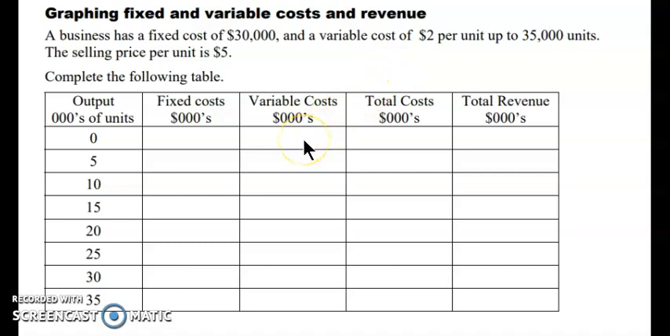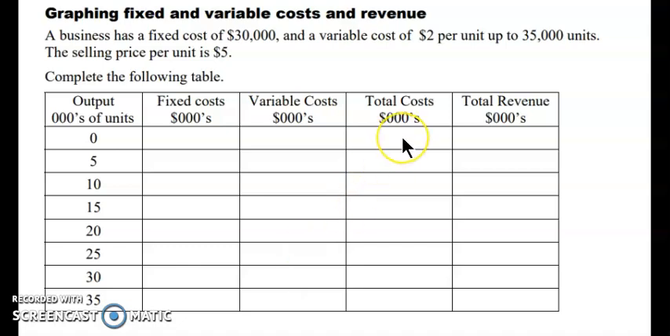So if you are producing 0, how much will your variable cost be? If you are producing 0 output, your variable cost will also be 0. If you produce 5, the variable cost per unit is 2, so 5 multiplied by 2 will come to 10,000. If you are producing 10, the variable cost will be 10 times 2, 20,000. If you are producing 15, 15 times 2, it will be 30,000 and so forth.